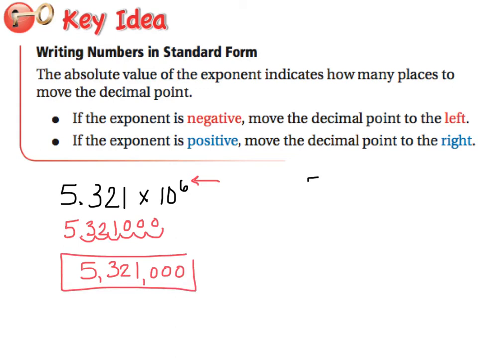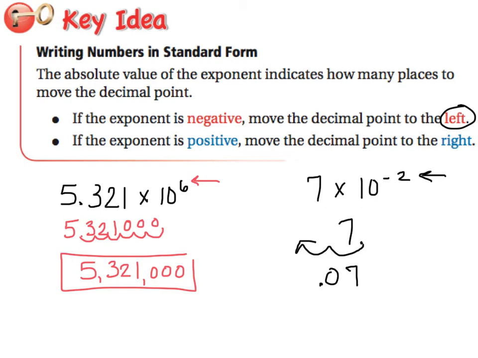If I gave you 7 times 10 to the negative 2, because now the exponent is negative, we're going to move our decimal to the left 2 spaces. So our decimal place is to the right since it's the whole number, so we're going to move it to the left 2. And my answer would be 7/100ths, or 0.